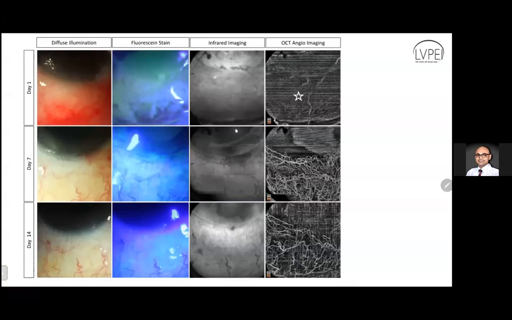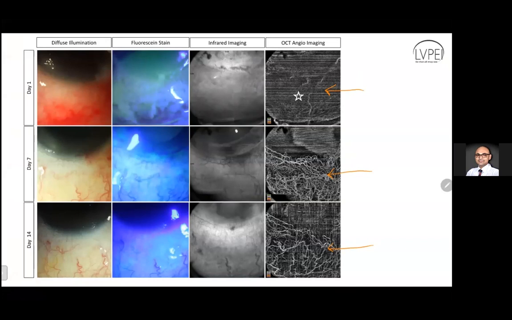Just to show you a few examples of recovery, you have the diffuse illumination photographs, fluorescein stain, infrared imaging, and OCT angio of the same eye, same area, which shows an epithelial defect at presentation. And you see complete ischemia over here. There are no vessels. But after starting treatment, you see that there are congested vessels. The vessels have reperfused on day 7, and there is almost completely normal vasculature restored by day 14.